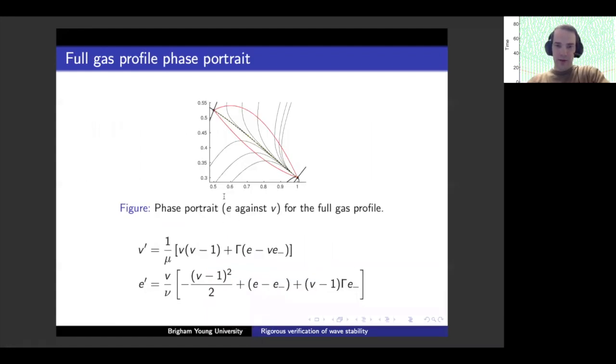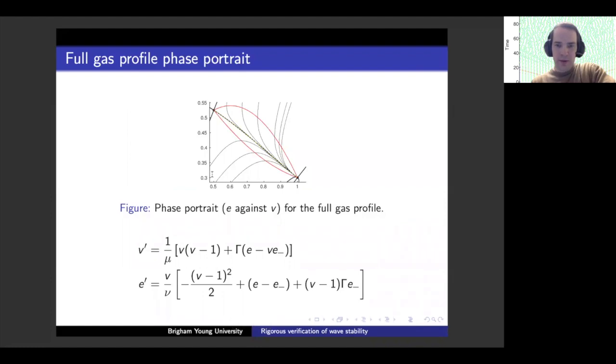Something nice about the profile, by Gilbarg's argument, is that it lies between these two null lines that are drawn in red. And then in the middle there, we've got the dotted line that gives us the profile. And so in particular, from examining these null lines, you see that the solution is monotone. And anyways, it's a nice profile to try and solve rigorously.